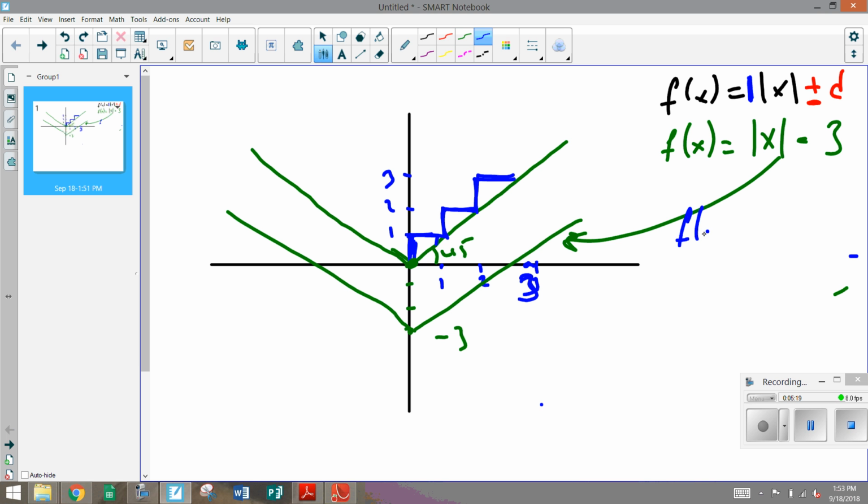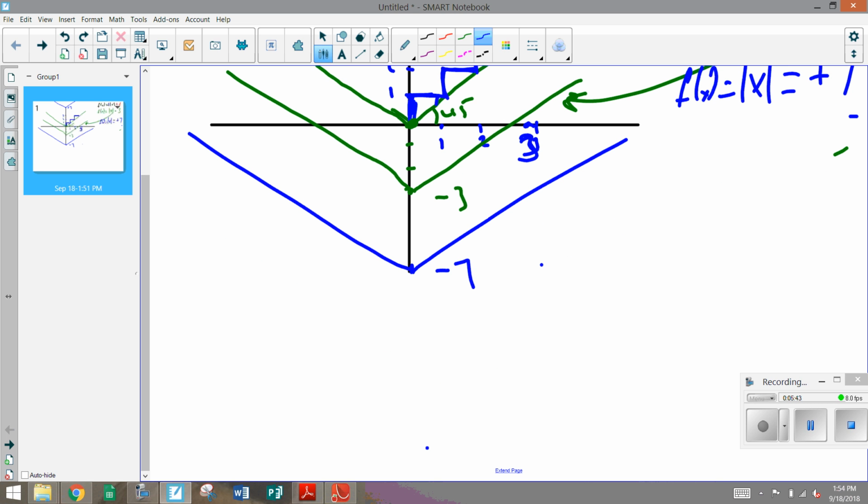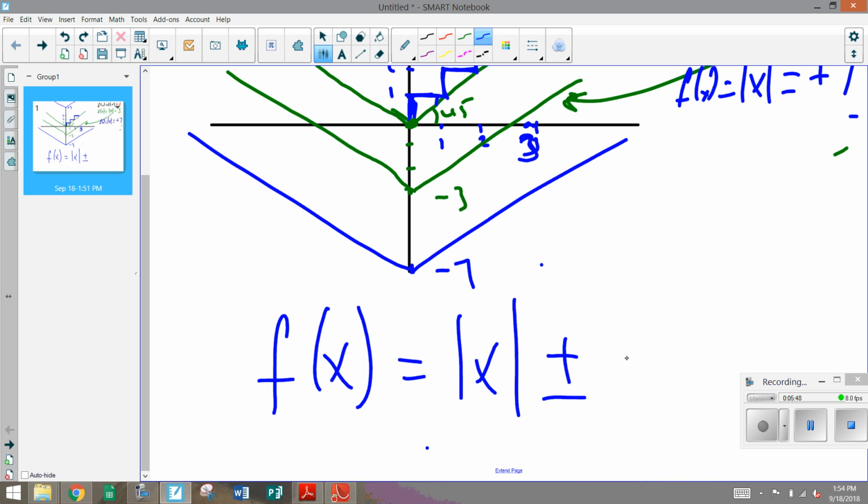Make that 5. f of x is equal to absolute value of x minus 7, for example. Minus 7 is there, so it makes sense? Plus 7. Is it hard? Okay, did you understand? Okay, now, another side. Let me write that down and speak later. f of x is equal to absolute value of x plus or minus a number. It makes a vertical shift. We call this a vertical shift. Make sense? Okay, let's get back to where we left off.